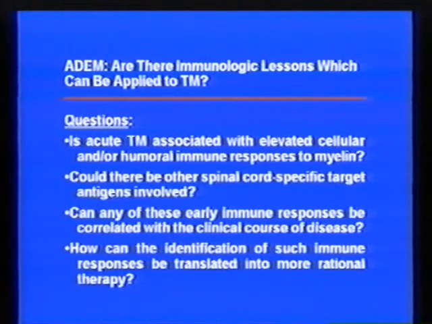So are there certain targets of the immune system that are only present in the spinal cord and not in the brain that account for the spinal cord localization of this disease? Can we detect these immune responses, and can they be correlated with the clinical course of the disease? And of course, if you believe that it's causally linked to the development of symptoms, it would be nice to see if you could interrupt that and alter the course of the disease. So can the identification of such immune responses be translated into a more rational therapy for transverse myelitis?